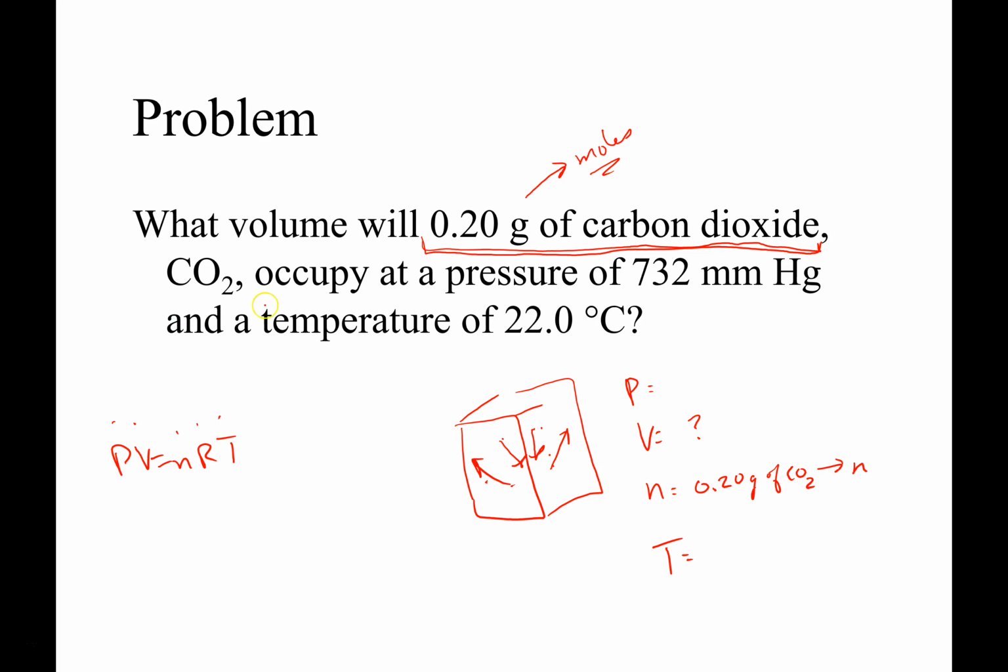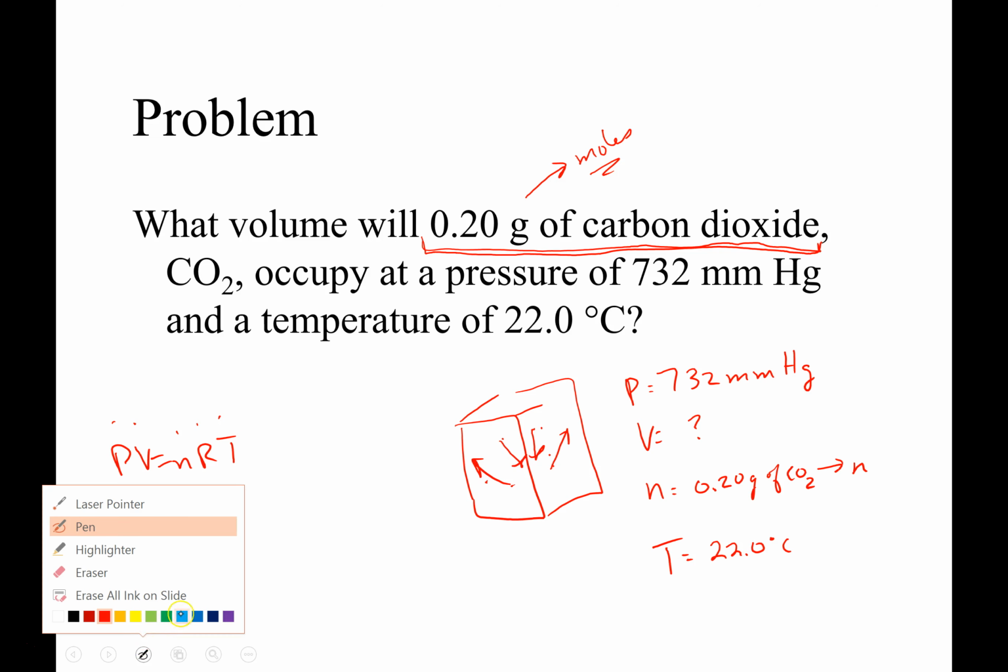Would occupy a pressure of 732 millimeters of mercury. So pressure is 732 mmHg, millimeters of mercury, at a temperature of 22.0 degrees Celsius. Now we do have some fixing up to do.